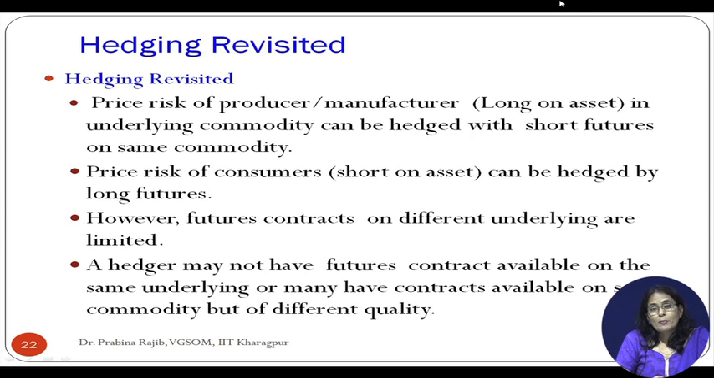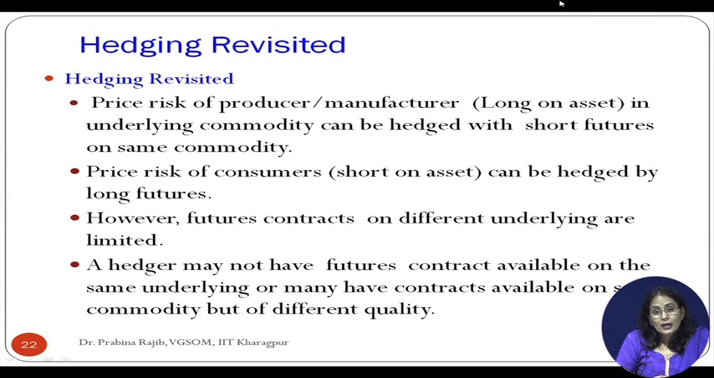So a hedger may not have a futures contract available on the same underlying, or may have contracts available on the same commodity but for a different quality. Let's take an example of a situation where a farmer is producing a particular cereal or commodity for which there is no futures contract listed in any of the exchanges. Now, how does that commodity producer or the farmer mitigate its risk?